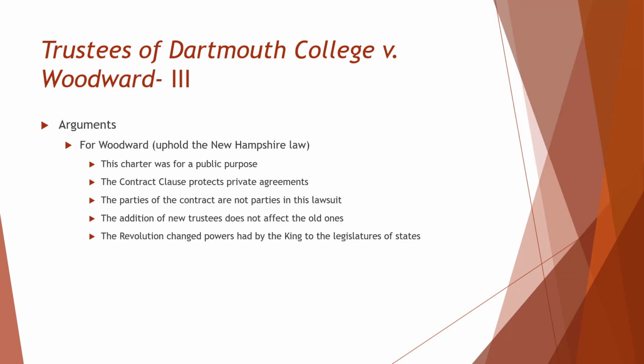So for Woodward, who I did not have a picture of, the public charter was for a public purpose. And it's not the kind of private agreement that the contract clause sought to protect. And the parties to the contract are really King George and Eleazar Wheelock, who I believe would be the father of John Wheelock.